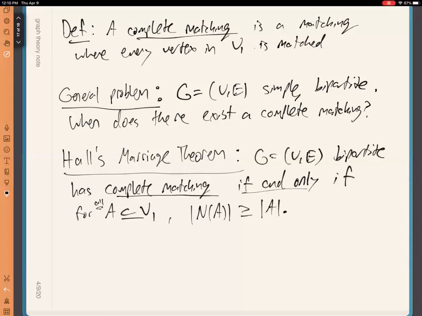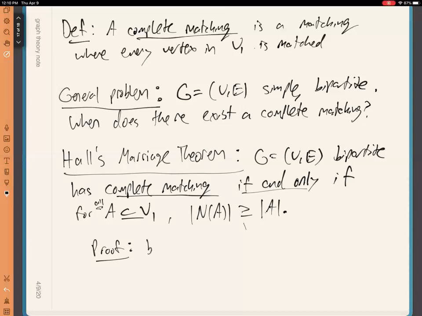So in order to prove this, you have to prove two things. You have to prove that if you have a complete matching, then this inequality holds. And then on the other hand, you have to prove that if this inequality holds, then you can always find a complete matching. And so the proof, which I'm going to omit from the lecture because it would take a lot of time, and I think it's a little bit difficult for the second lecture in graph theory, although it's not out of reach.